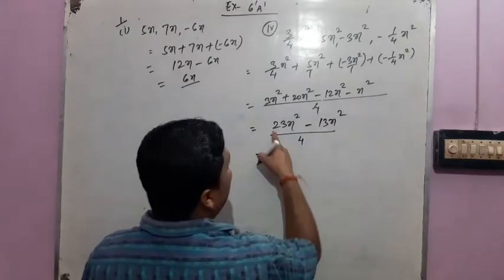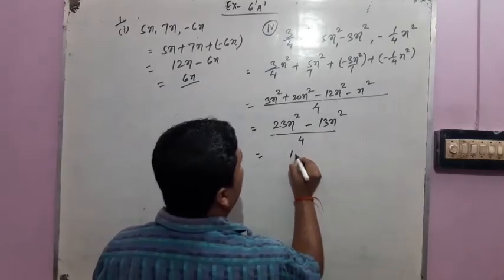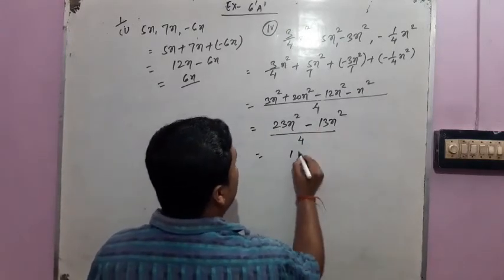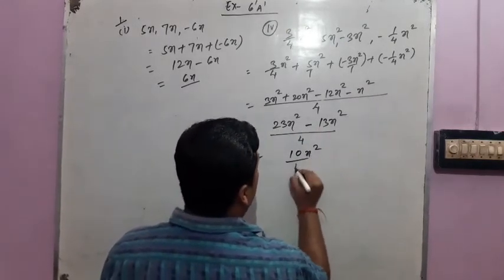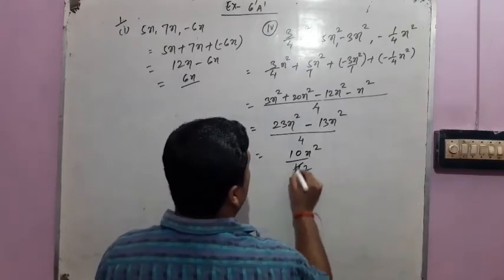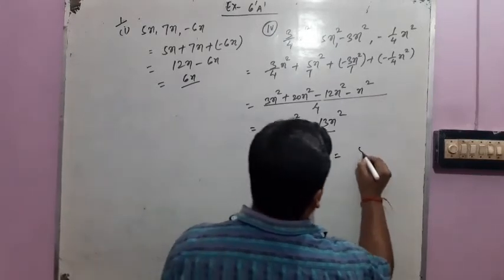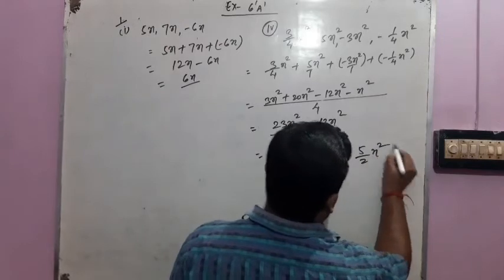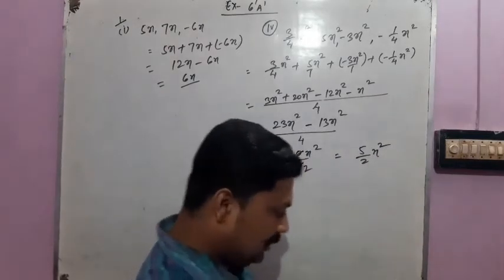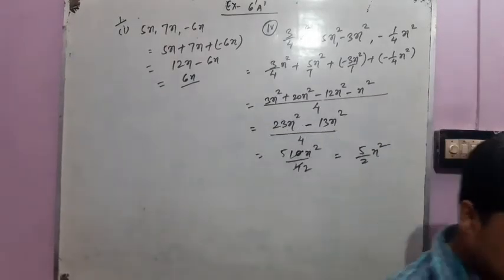Now again we have to subtract the values and we will get 23 minus 13, that is 10x square by 4. Now reduce it: 2 2s are 4, 2 5s are 10. So our result will be 5 by 2 x square. Okay students, look at one more question, question number 7 here.